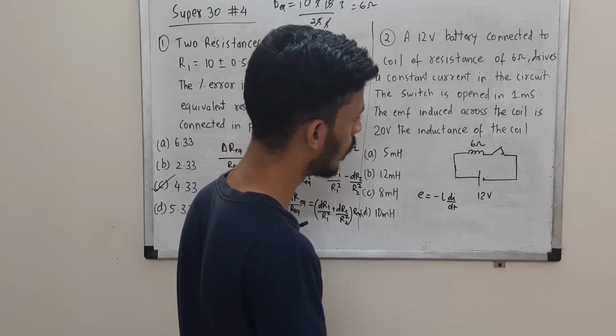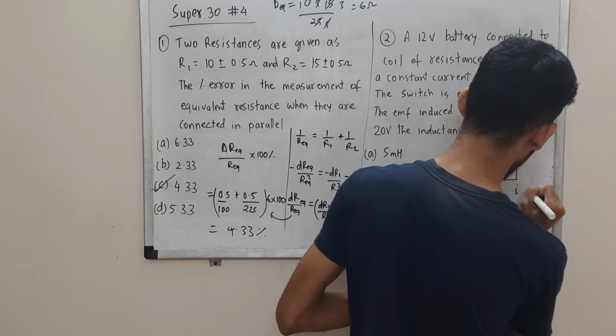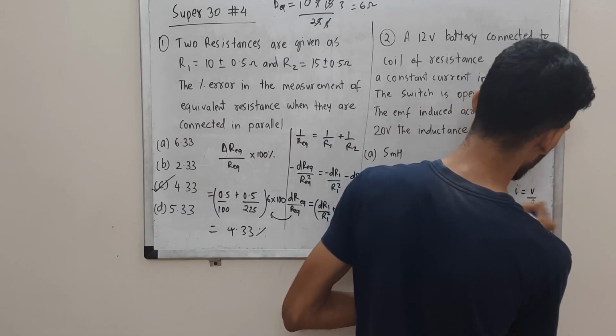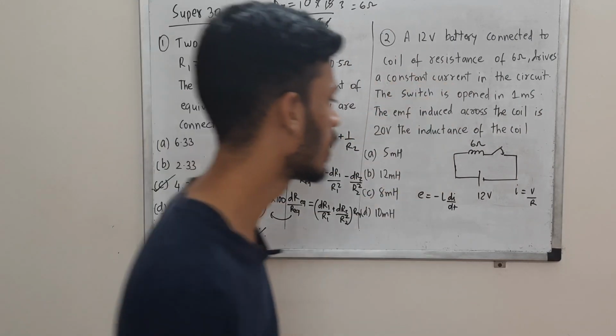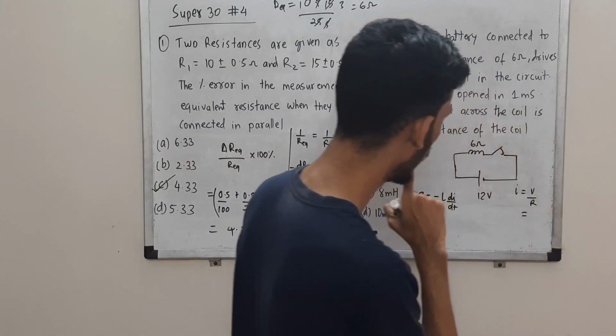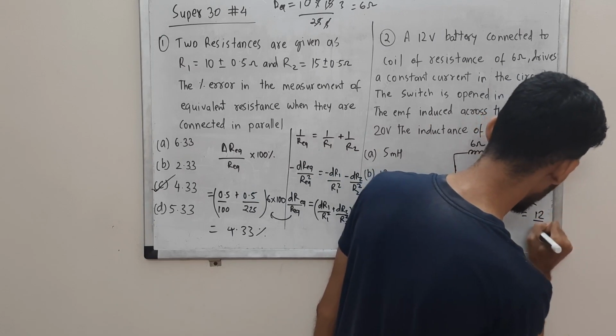Because if you see what will be the current, first of all, current you can find it as V by R when it is closed. When it is open, it is 0, right? When it is closed, let us find the constant current that is flowing. So you can find V by R, so 12 by 6, which is 2 amperes.